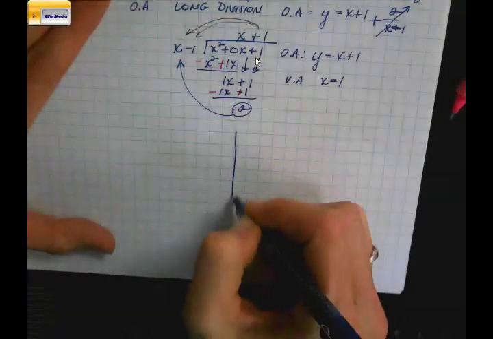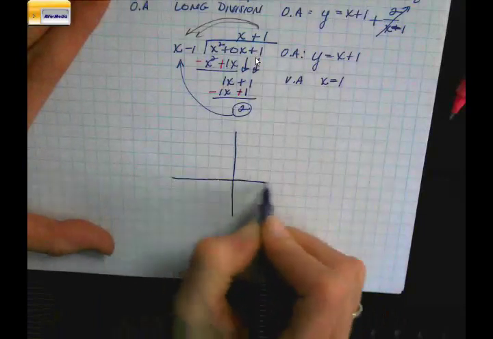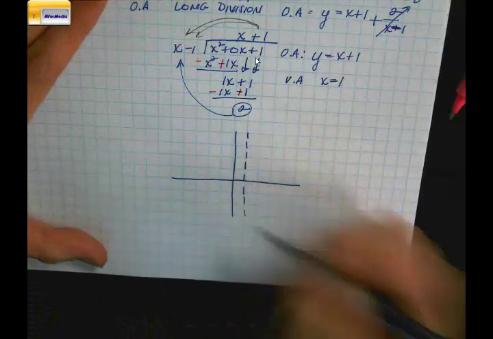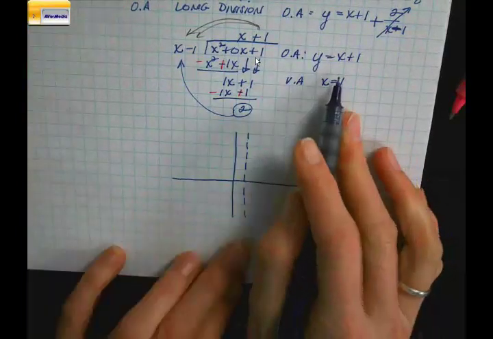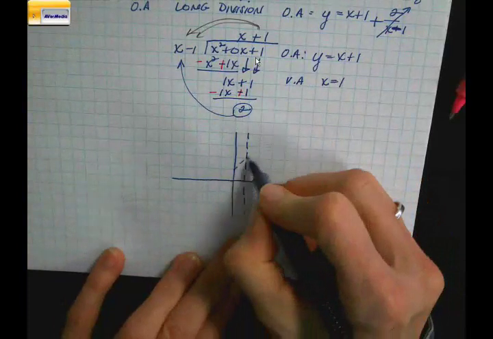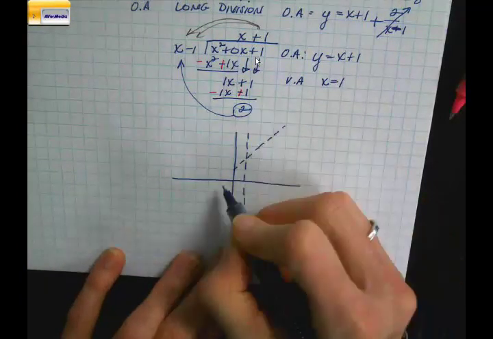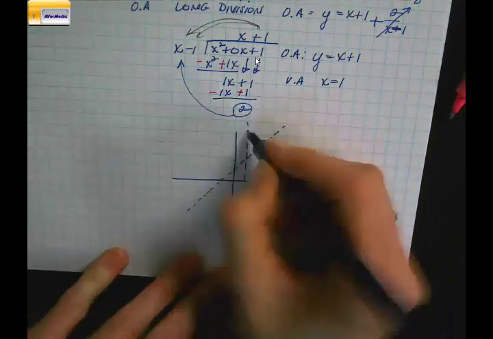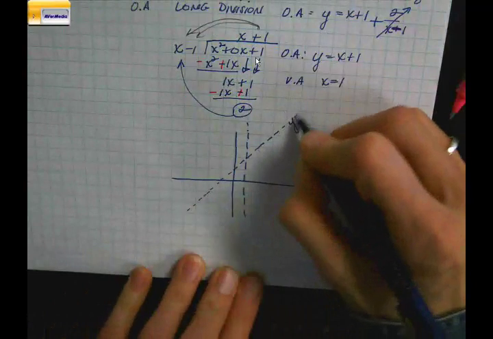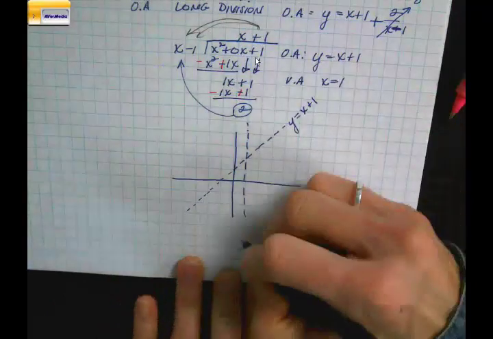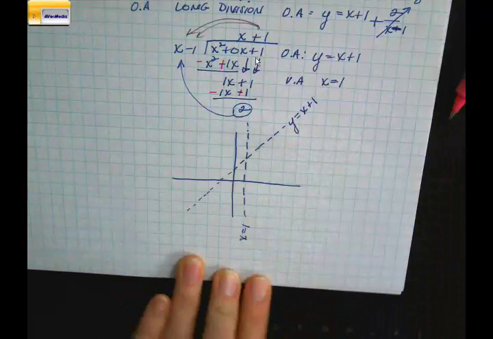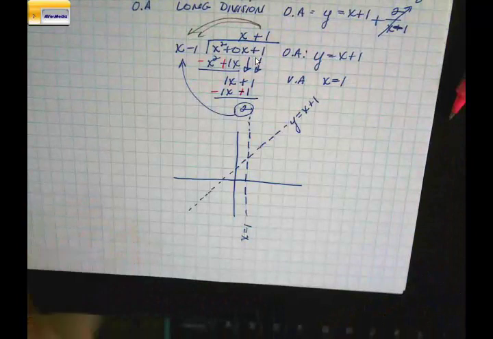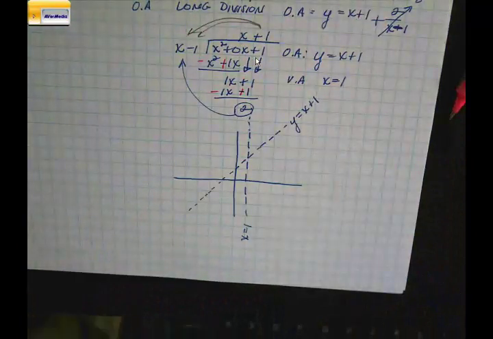Well, if you were to graph it, and I would definitely use my calculator, I have a vertical asymptote at x equaling 1, and I have an oblique asymptote y equaling x plus 1, which would look like this. There's your oblique asymptote, y equaling x plus 1. Here's your vertical asymptote of x equaling 1. There's your two asymptotes. You're not going to cross a vertical, but you can cross an oblique.